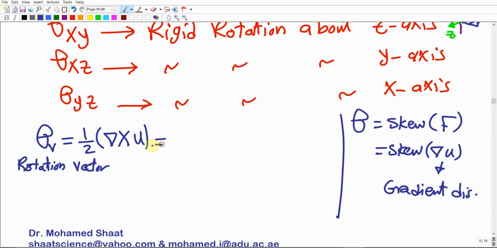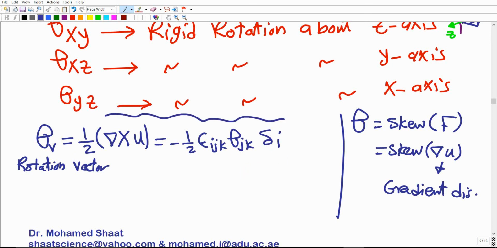If we converted this vector notation into the index notation, or write the delta in terms of its components, the same thing for the displacement, we're going to end up with negative 1/2 epsilon ijk times theta jk, where theta jk are the components of the rotation tensor. But theta is the rotation vector, right? The equivalent vector of the tensor.